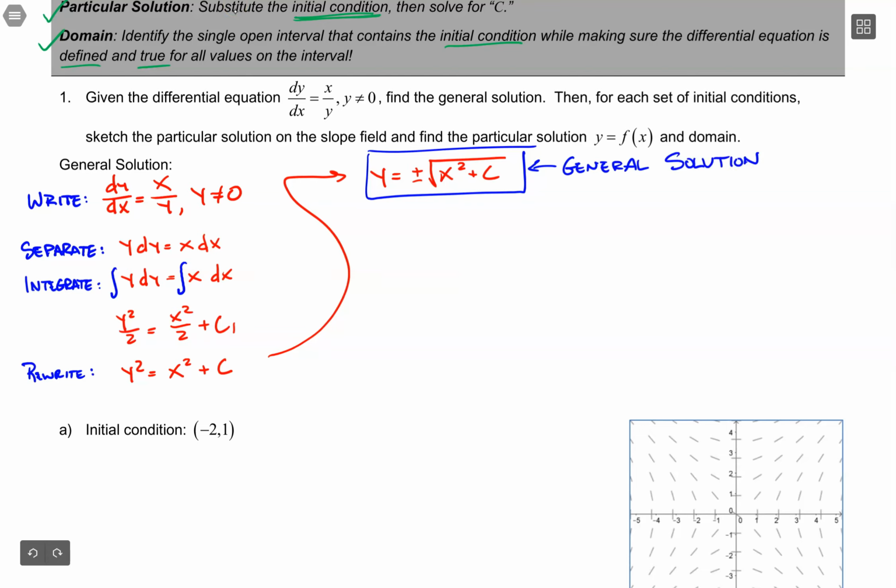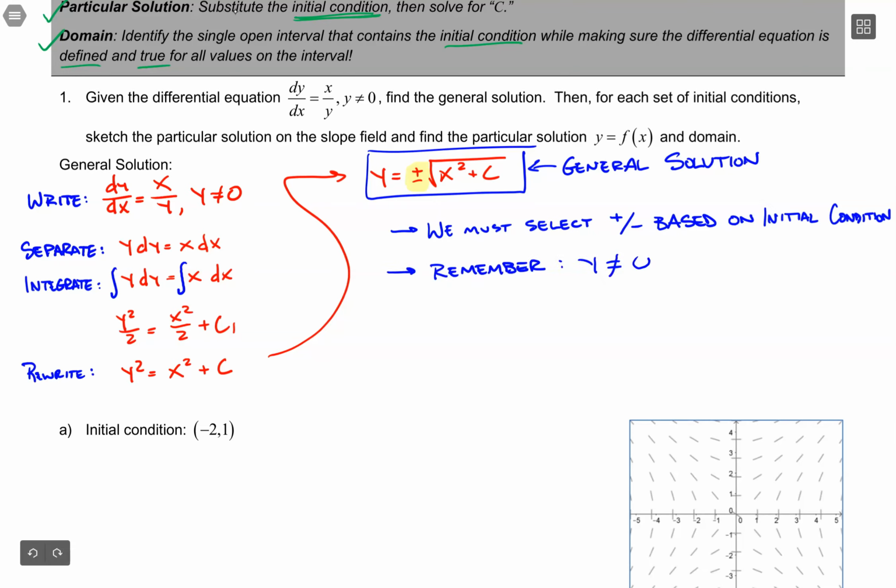And there's a couple things I'd like to mention here. So we have to select a positive or negative value. We can't leave it like this because that's not a function. We have to select either the positive or negative square root based on the initial condition. We also have to remember y cannot equal 0. And in case you forgot, y equals 0 is the x-axis. So we cannot cross the x-axis with whatever solution we come up with.